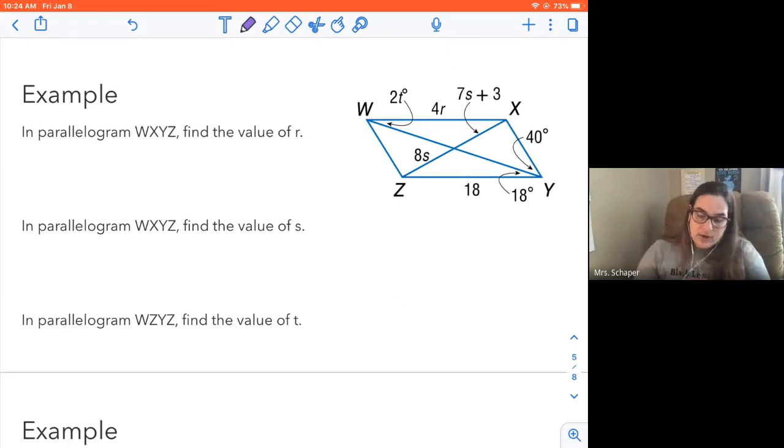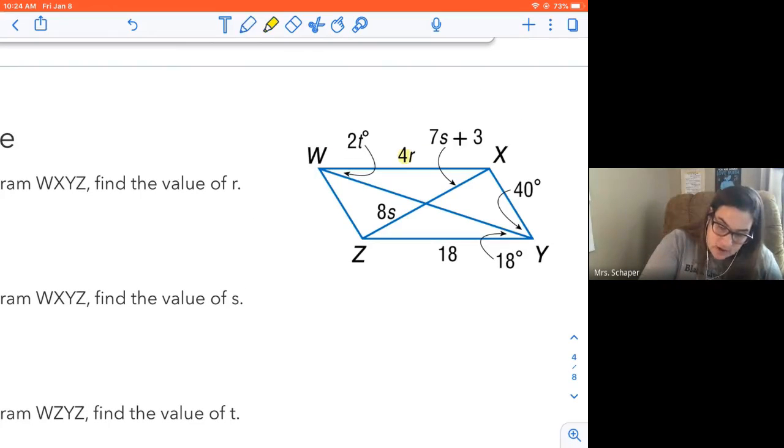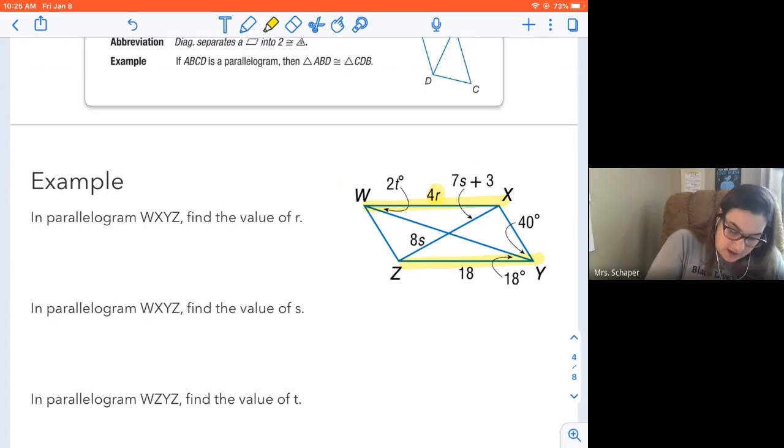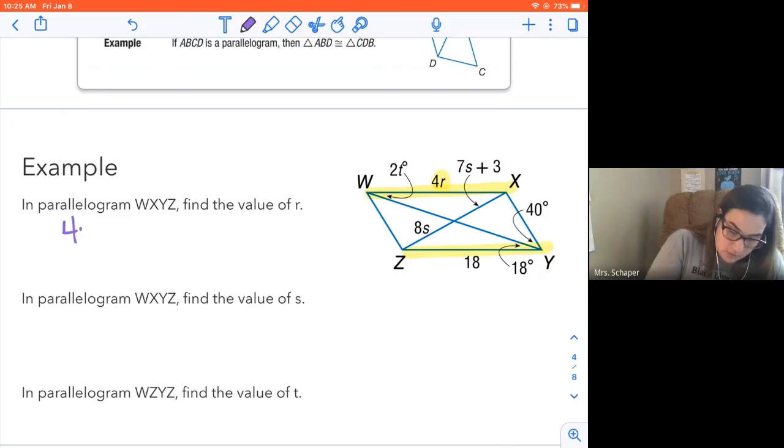All right, so here we have a parallelogram and we want to find some values. Okay, so we want to find R. So in this parallelogram, here's R. We know that WX and ZY are the exact same length. They're congruent. So we're going to set up the equation that 4R equals 18. Divide both sides by 4. R equals 4.5.